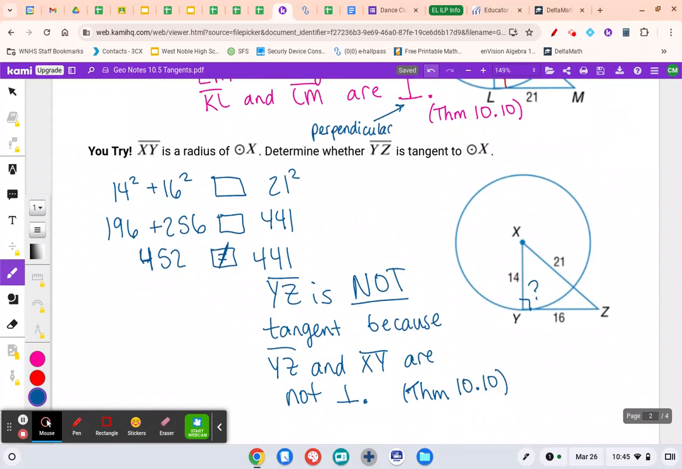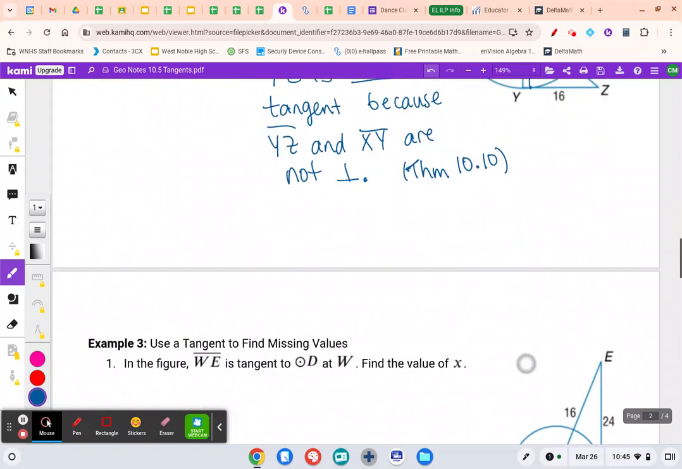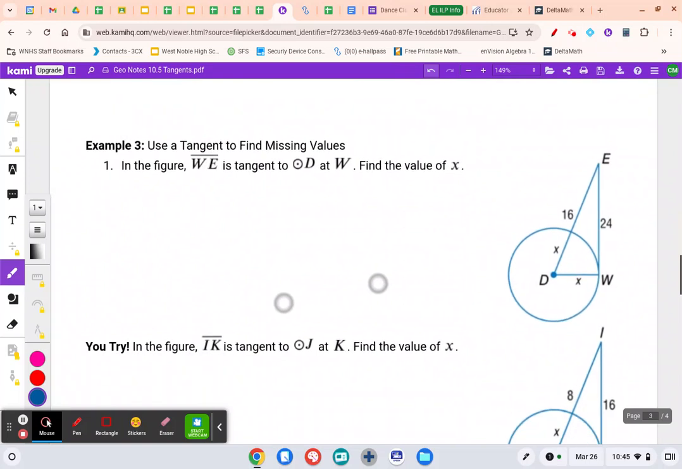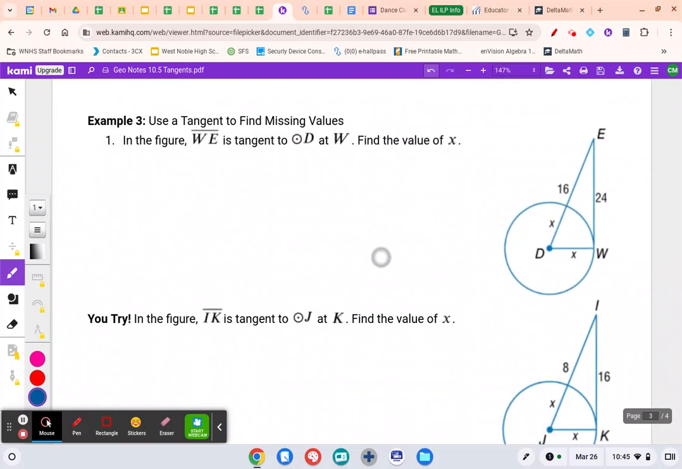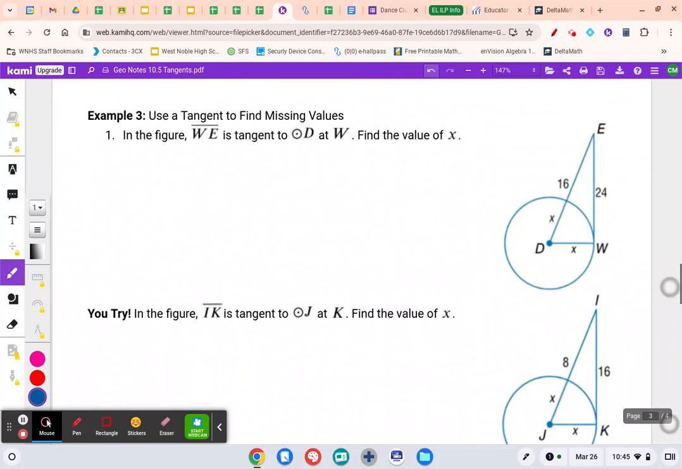Okay, so that's how you check if something is tangent, as long as you're given a triangle. Example 3, we're going to use a tangent to find missing values. So we know all radii are the same. We're going to solve using the Pythagorean theorem. Some of these get a little bit tricky, and we're going to have to review some algebra.